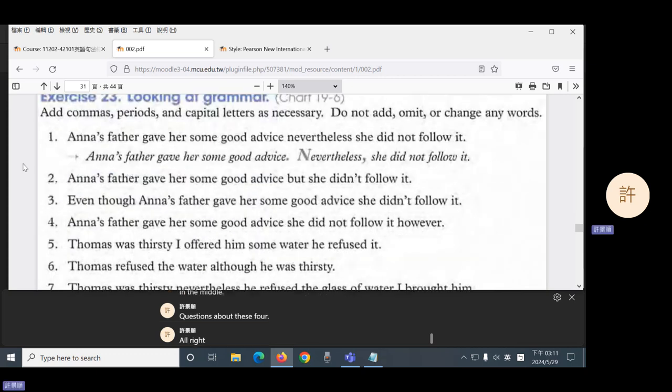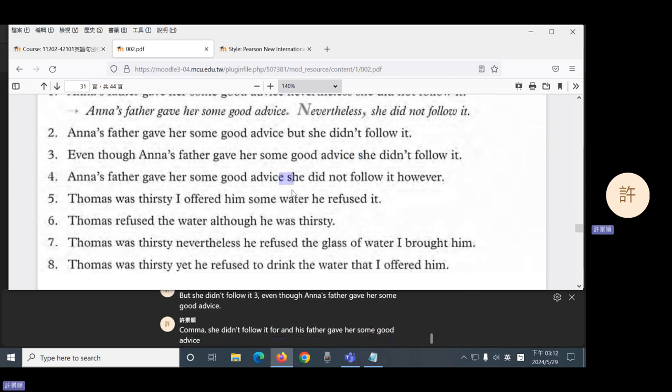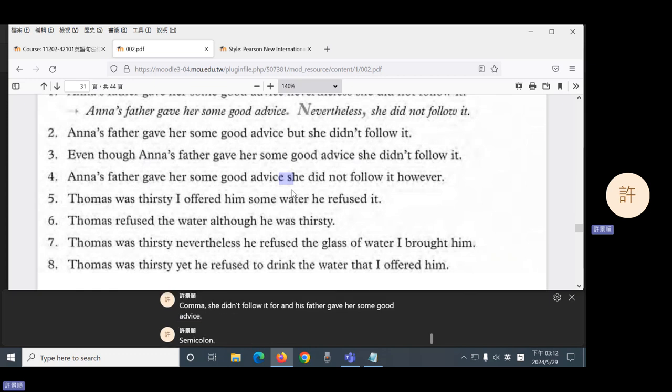All right, next set. Commas, periods, capital letters, don't change the words. Okay, got it. Number two, Anna's father gave her some good advice, comma, but she didn't follow it. Three, even though Anna's father gave her some good advice, comma, she didn't follow it. Four, Anna's father gave her some good advice, semicolon, she did not follow it, however. Five, Thomas was thirsty. I'm going to say period. And then here I'm going to say semicolon.